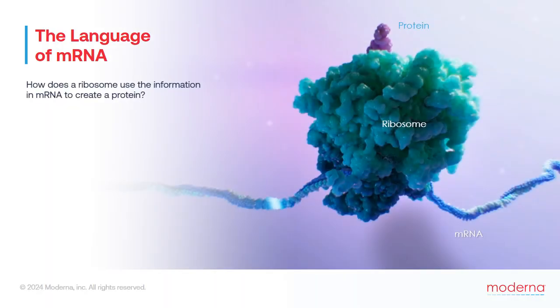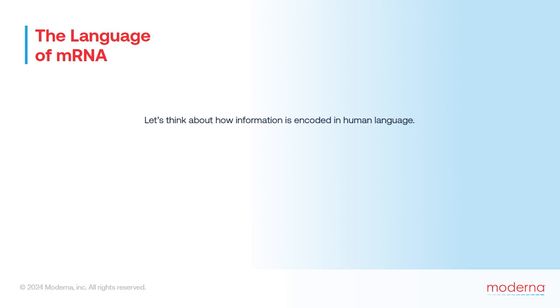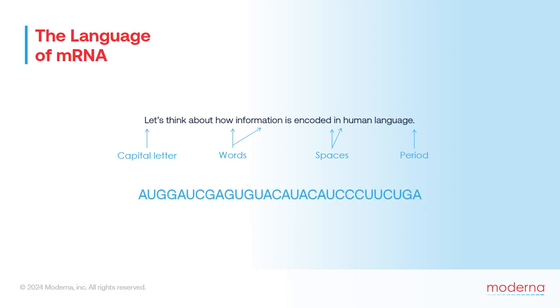But how do ribosomes actually use the information in mRNA to create proteins? How do they know where to start, what amino acids to string together, and then when to stop? To understand this, let's go back and think about how information is encoded in written human languages. In English, the signal for the start of a sentence is a word starting with a capital letter. Individual words consist of varying groups of letters separated by spaces, and the end of a sentence is denoted by a period. However, in the language of mRNA, the genetic code, there are no capital and lowercase letters, there are no spaces, and there are no punctuation marks.